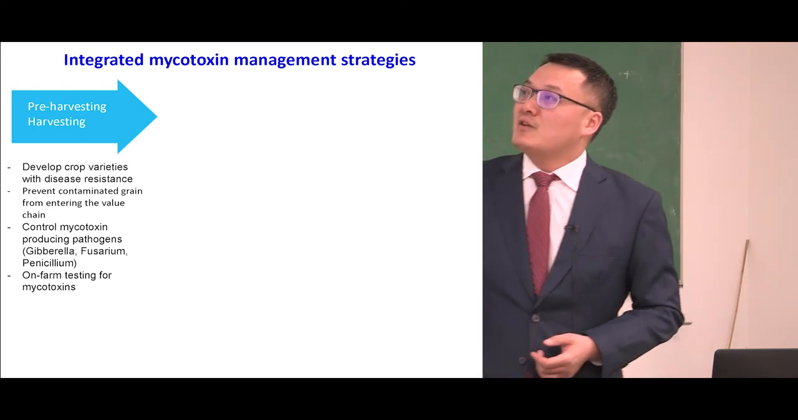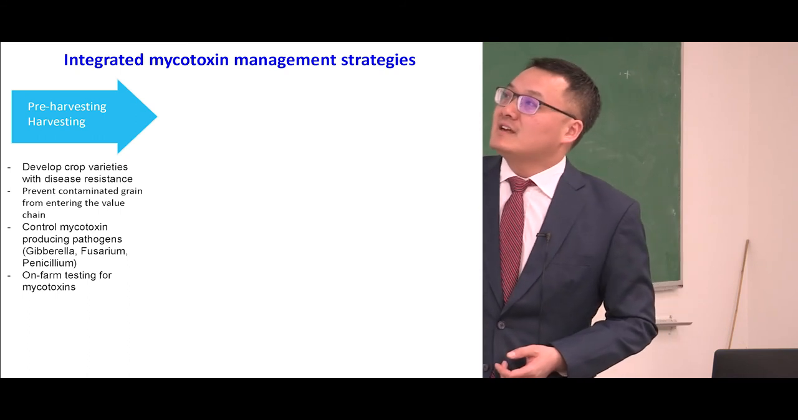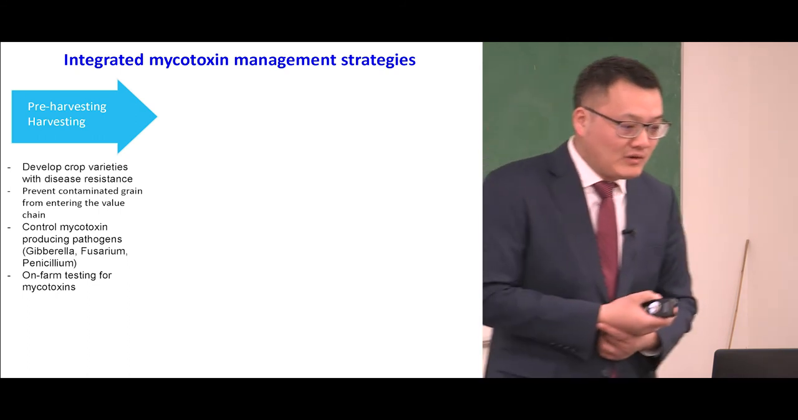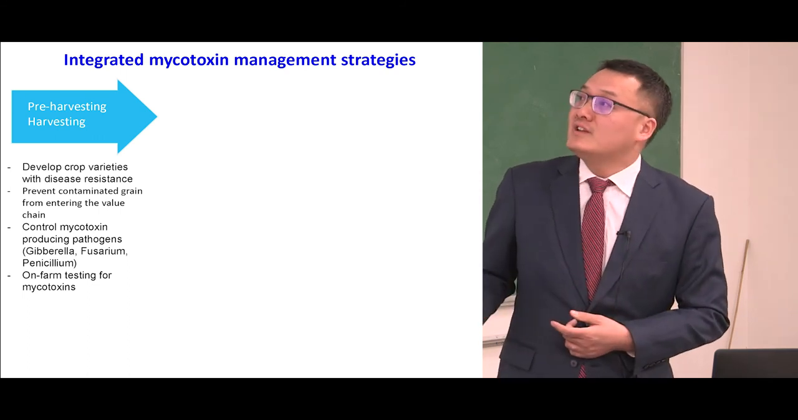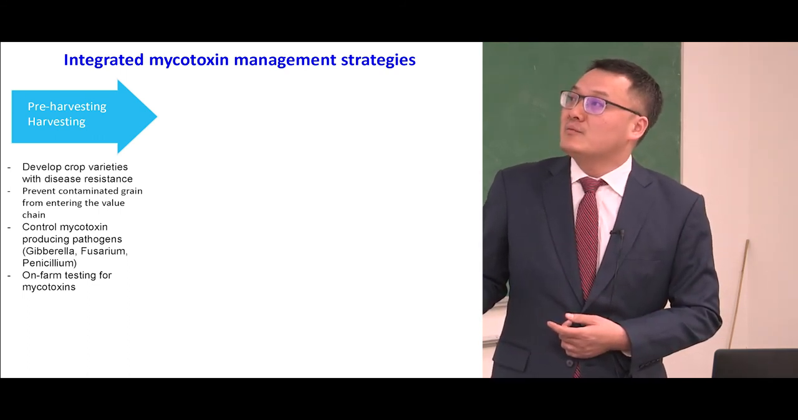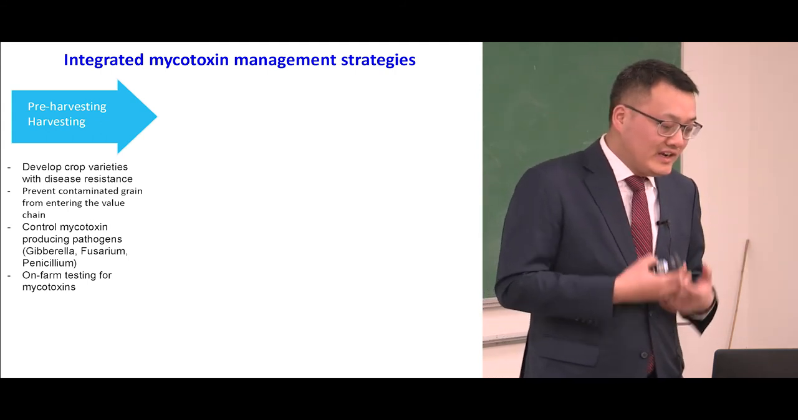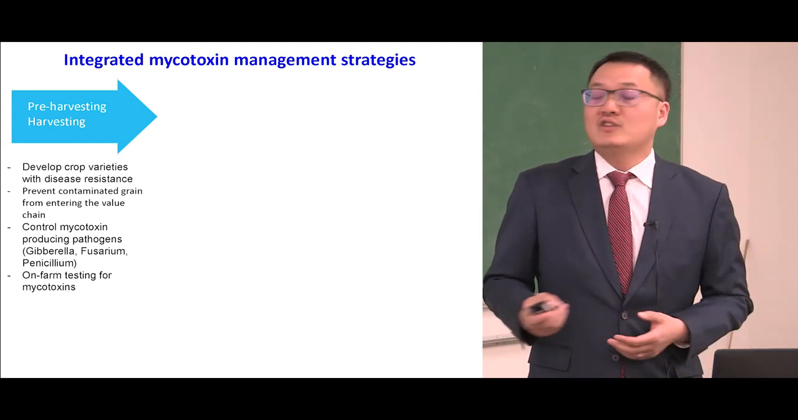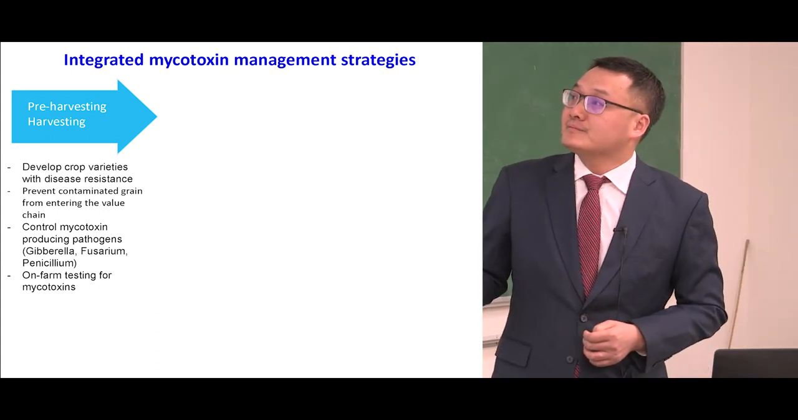The first part is developing the crop during the pre-harvesting and harvesting stage. So develop some crop varieties with disease resistance and also prevent contaminated grain from entering the value chain. Once this ingredient enters the food chain, it's difficult to follow and difficult to monitor.